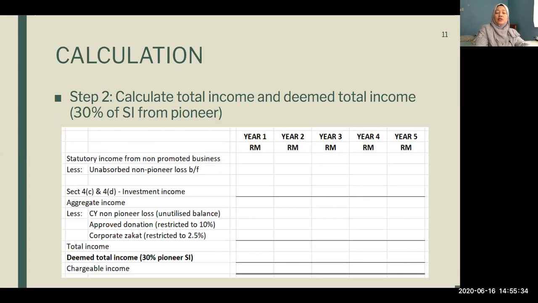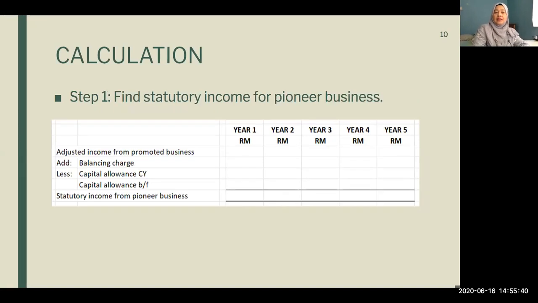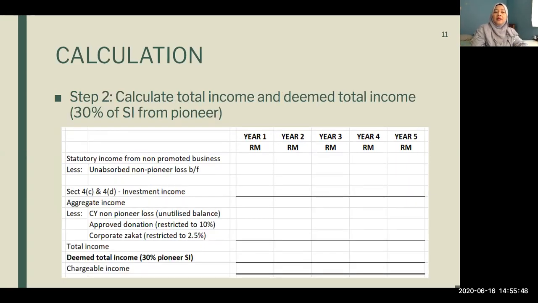Number 2 is to calculate total income and deemed total income. For example, here, just now you have computed the pioneer business until statutory income, then you have the 70% and 30%. Then you continue to compute total income and deemed income, which is statutory income from non-promoted business. So if you have non-promoted business, compute the SI of that non-promoted business. Maybe you will be given adjusted income and capital allowance, compute a statutory income from the non-promoted. Less unabsorbed non-pioneer loss brought forward. This one is a normal format, from your statutory income minus unabsorbed non-pioneer loss.